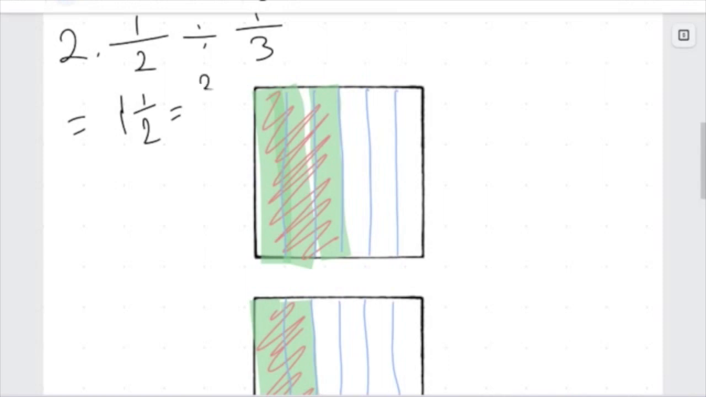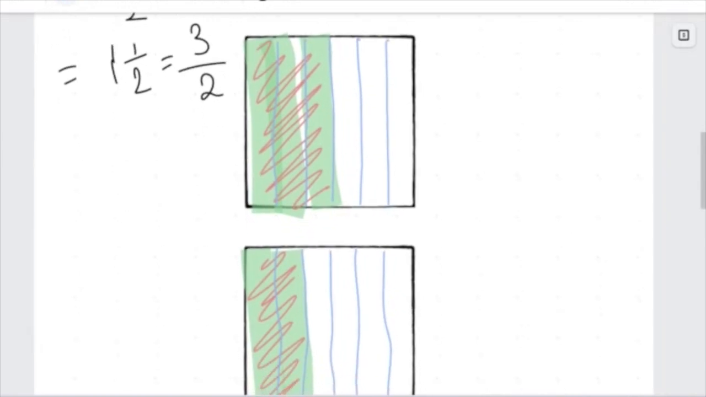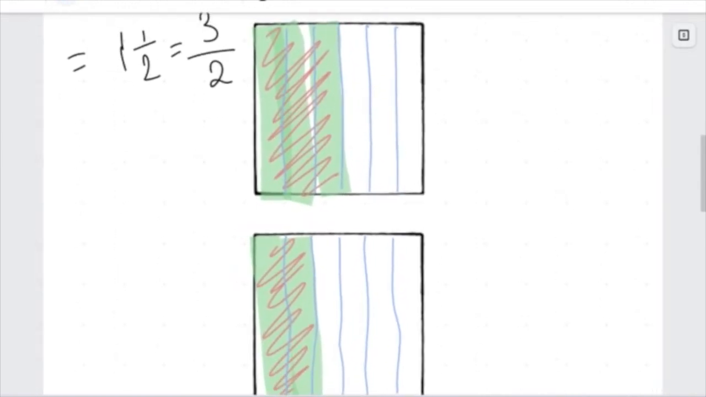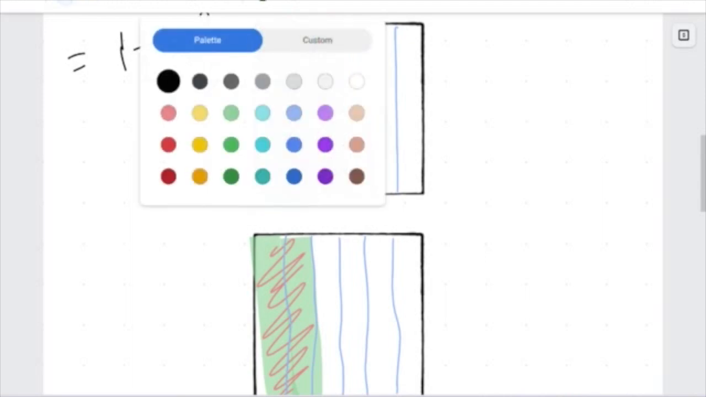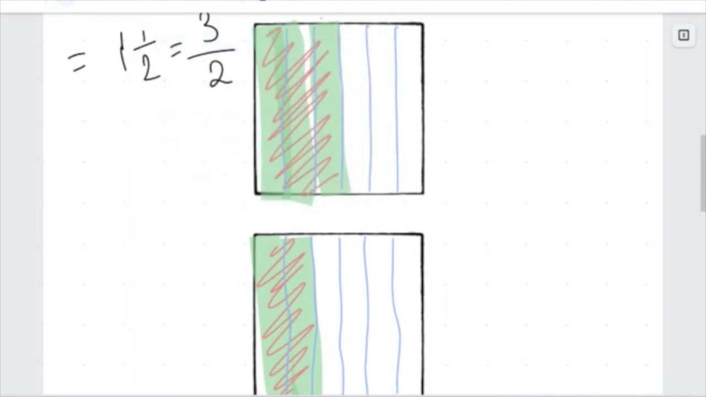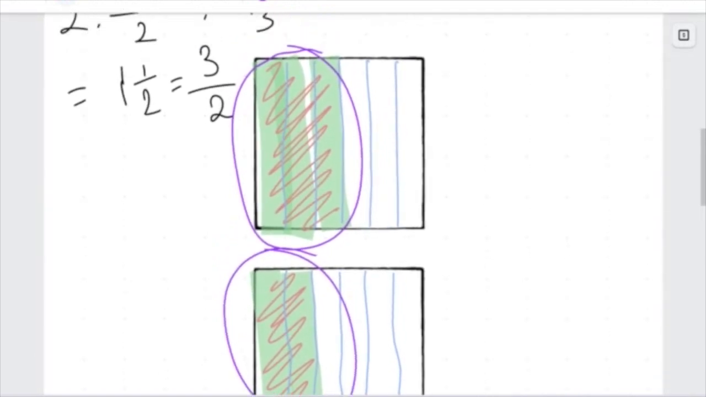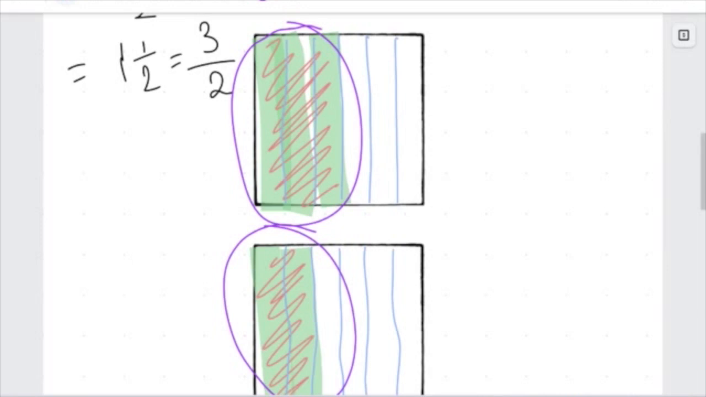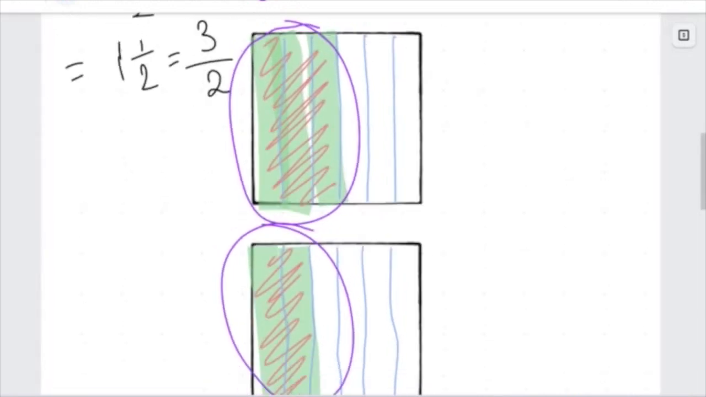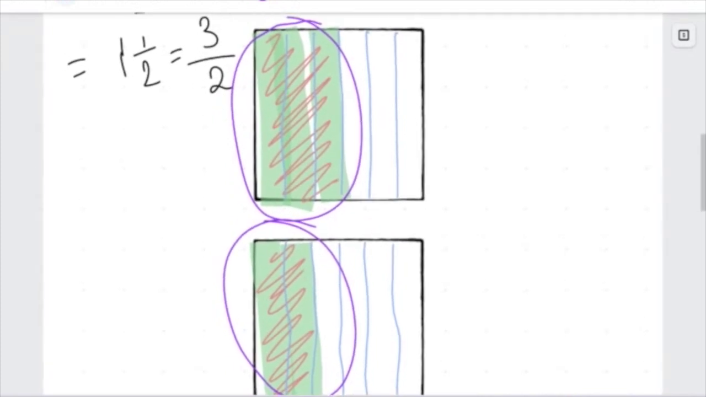We can also write it as an improper fraction, 3 halves. Now, this is kind of interesting because let's look at the portions we've got here. In our top one, we have 3 out of 2. So that's kind of interesting, right? When we look at how many times the bottom goes into the top, by looking at these portions and sort of cutting and pasting them in, well, we can see that the fraction we make is 3 over 2.